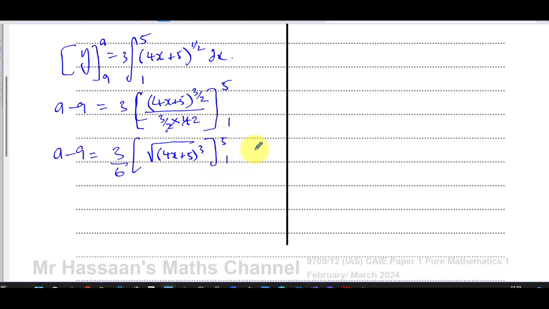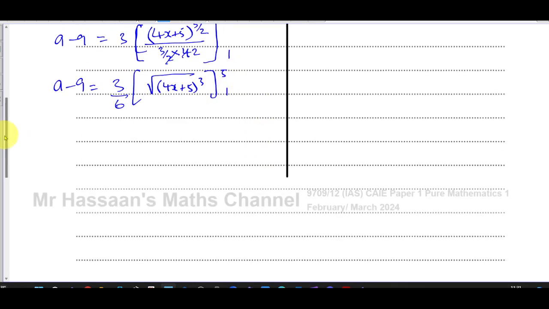So now I can put the value of 5 and 1 in there. So I have a minus 9 is equal to a half, 3 over 6 is a half, times. Now I'm going to have the square root of 4 times 5, which is 20. 20 plus 5 is 25, so the square root of 25 cubed, minus, put 1 in here. I'll have the square root of 4 times 1 is 4, plus 5 is 9. So that's the square root of 9 cubed.